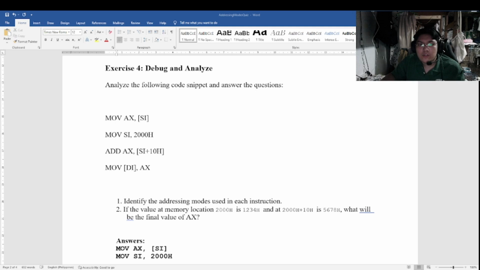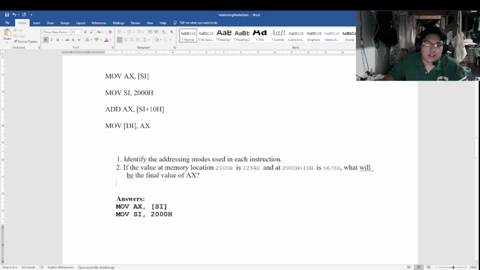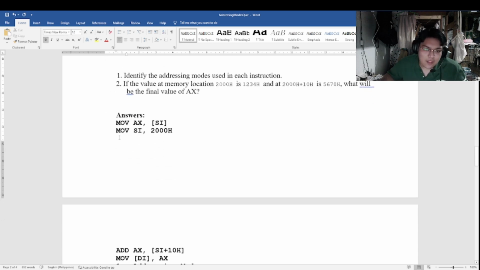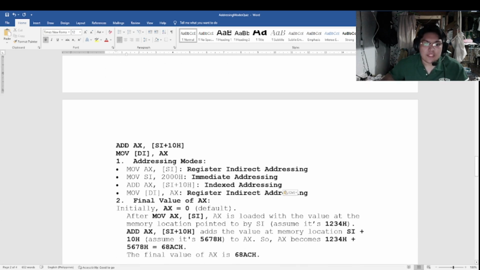Now moving on to Exercise 4, which is debug and analyze, where I have to analyze the following code snippet and answer the questions. Here is the given code snippet, and here are the questions that I need to answer. First, I have to identify the addressing modes, and I have to calculate the final value of AX using the given code. So for my answers, the addressing modes.